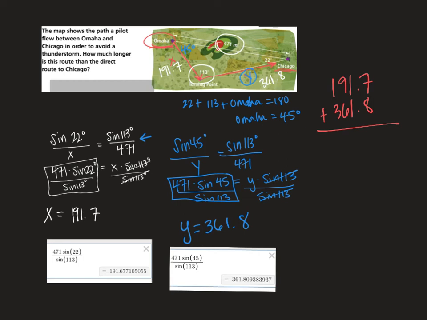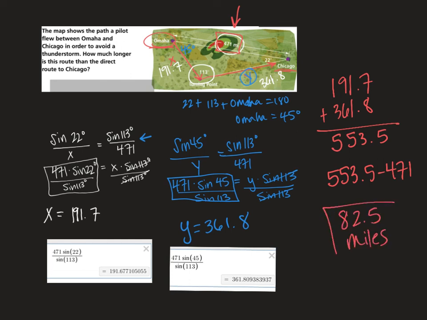And you can use your handheld calculator, your phone, or Desmos. And that's 553. We do have to remember we are rounding a little bit, so it's not exact. And the actual flight would have only been 471 miles. So now I'm going to do 553.5 minus 471. And so it's an additional 82.5 miles would be my final answer.